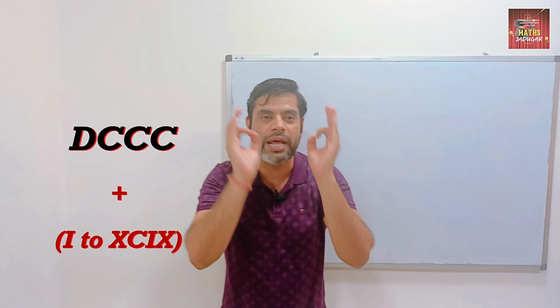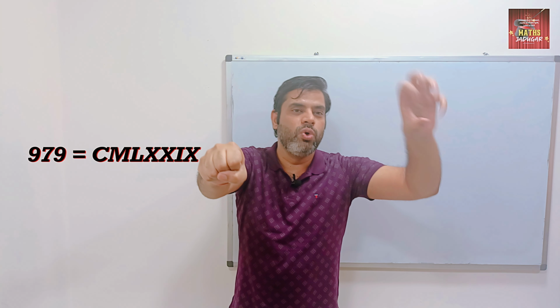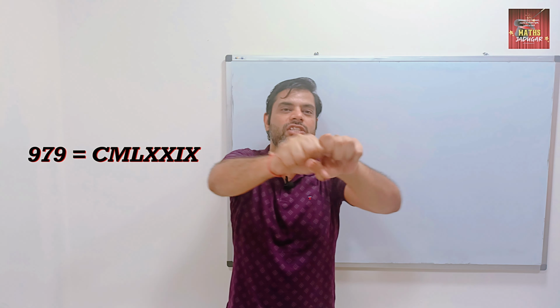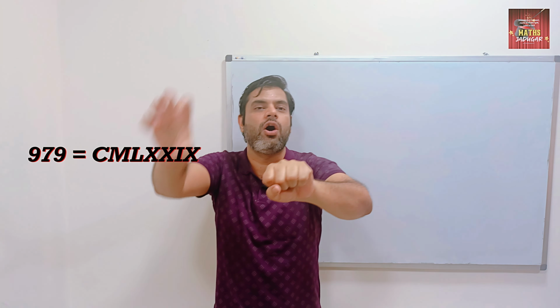So CM is 900. Whether it is 900, 1900, 2900 or 3900, 900 is always CM. So for 900 to 999, write 100 as CM, then write the tens. It is 70, for example, LXX. Then 9, IX. So you know how to write hundreds, tens and ones. It is going to be repeated. So 999, you are done.